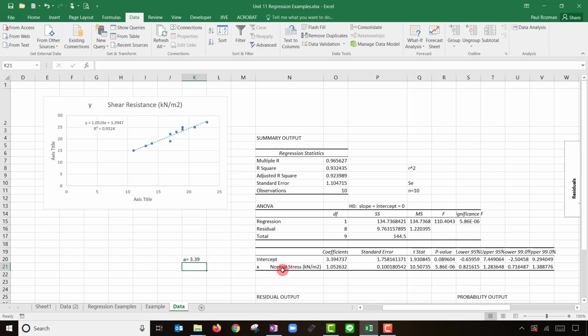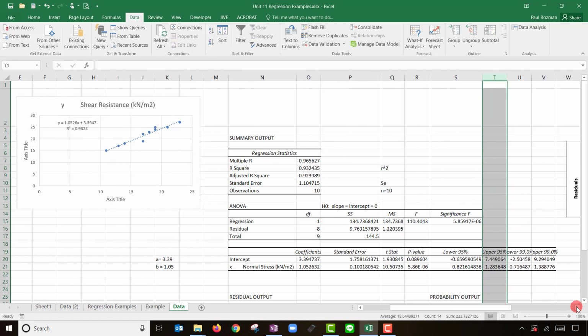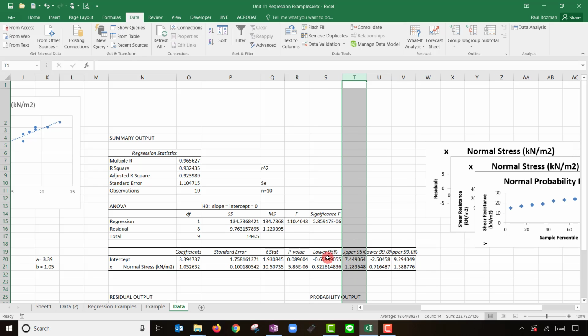And our B is our slope. That's the second row of this thing, 1.05. I'll make these a little bigger. It gives us confidence intervals. So we have a 95% confidence interval here that says our slope is somewhere between negative 0.65 and positive 7.4. Our actual observed value is 3.39, but the theoretical value is somewhere in that range.